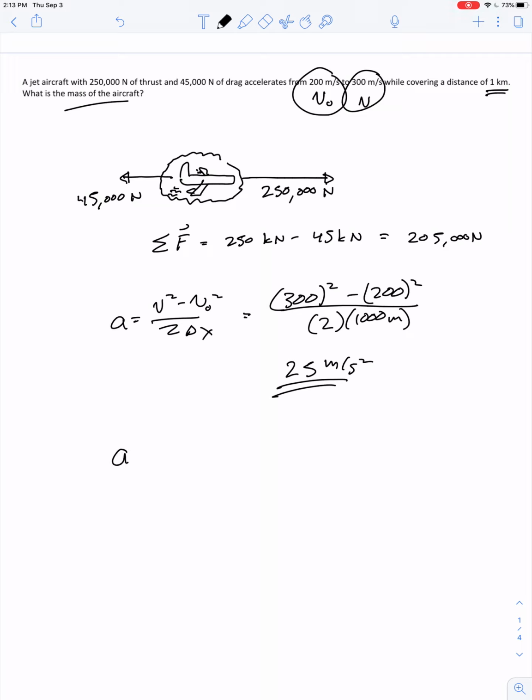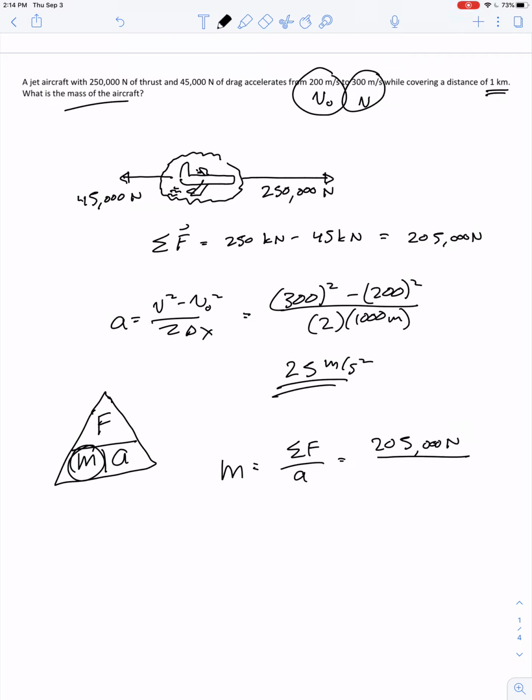And acceleration times mass equals force. So we're trying to solve for the mass, so we need to divide force by acceleration, which gives us 205,000 newtons divided by 25 meters per second squared. And remember, a newton is just another way of saying a kilogram multiplied by a meter per second squared. So meters per second squared cancel out. We're left with kilograms. And the final answer comes out to 8,200 kilograms.